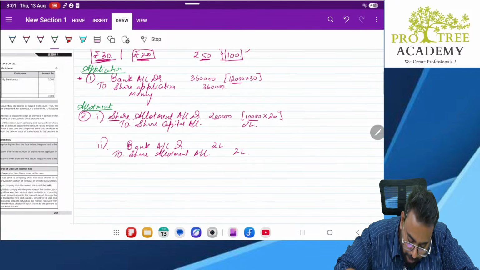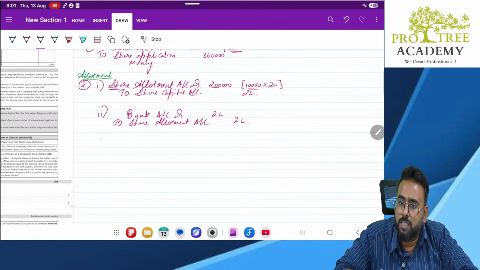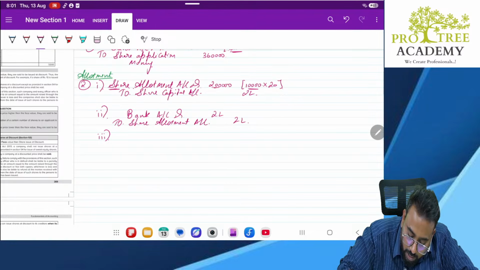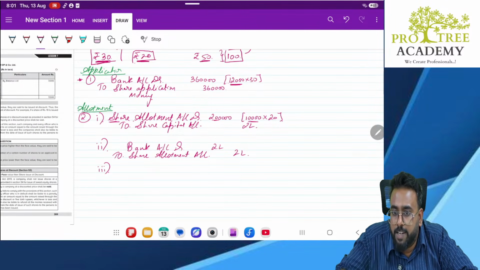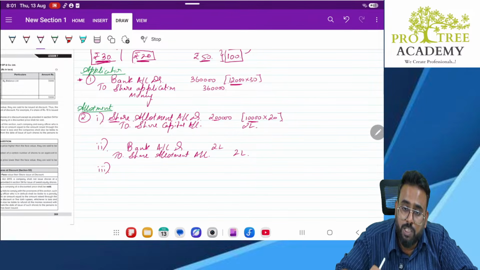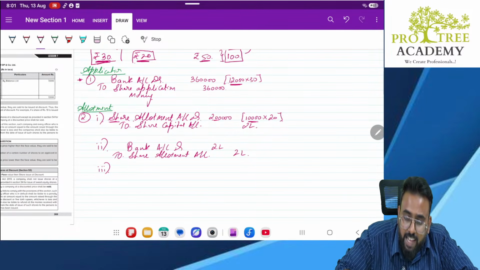Now we need to refund people. Which people, sir? Why do I need to refund? How many applications? 12,000. How many issued? 10,000. So the remaining 2,000 I need to refund. Correct, sir. How much will you refund? 20 or 30? 20 or 30?